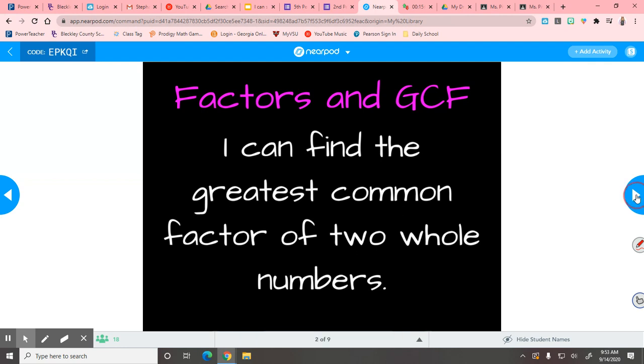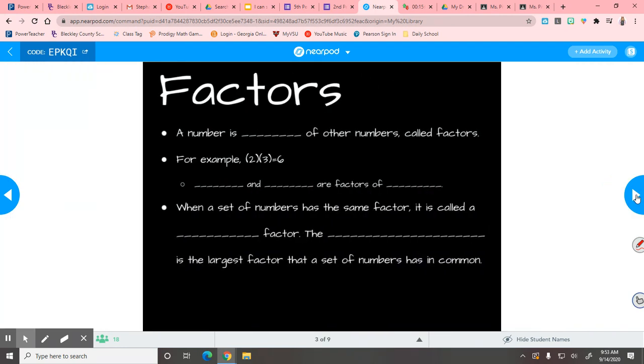We're going to move on. All right, so this is the top of your note page that you will see. It says a number is blank of other numbers called factors. Numbers are made of other numbers. So that's your first blank. That's something you've really got to understand and you should know by now, but sometimes that gets lost in translation when you're younger. Numbers are made of other numbers.